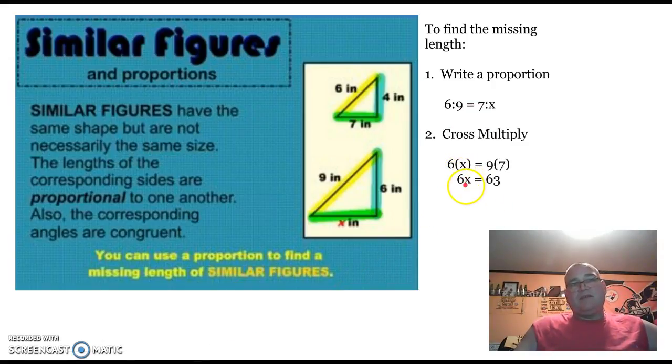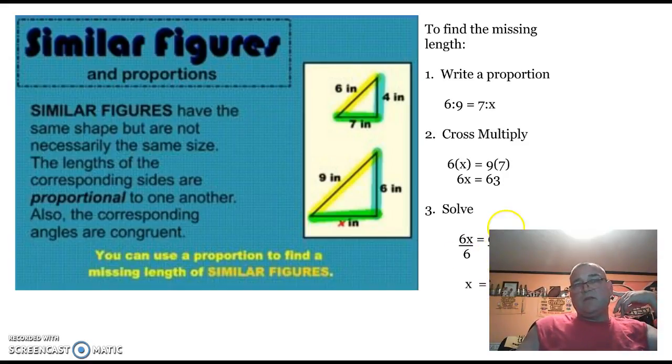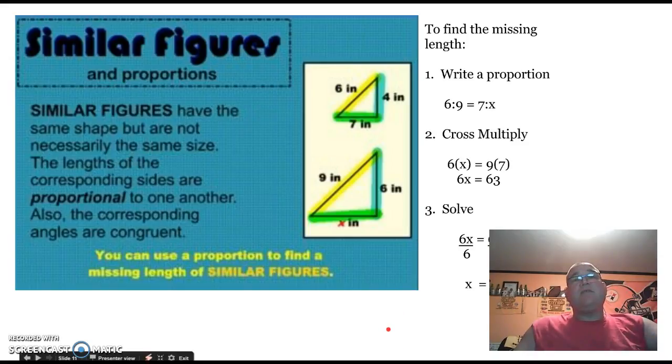6 times x is 6x, 9 times 7 is 63. How are we going to solve this equation? Well, we're going to divide everything by 6, because that's what x is multiplied by. So we get 63 over 6. We reduce that down to lowest terms, always simplifying our fractions, 21 over 2. And that is our lesson on Unit 2, Day 5, using proportions and similar figures.